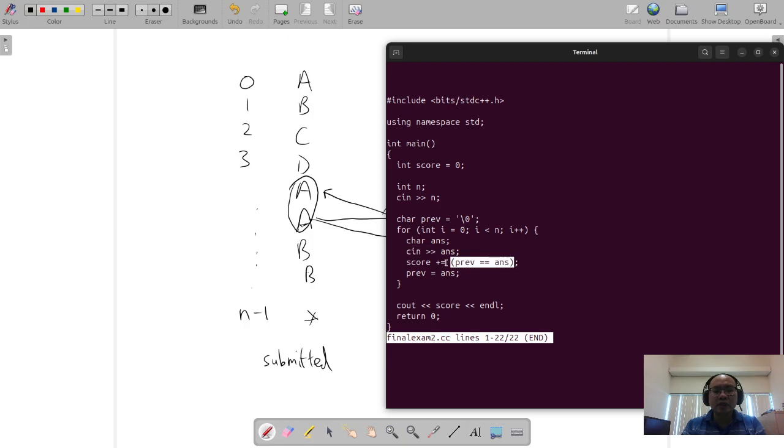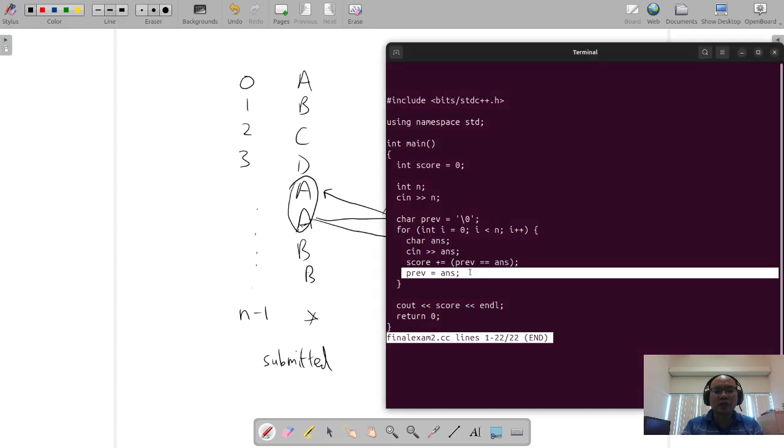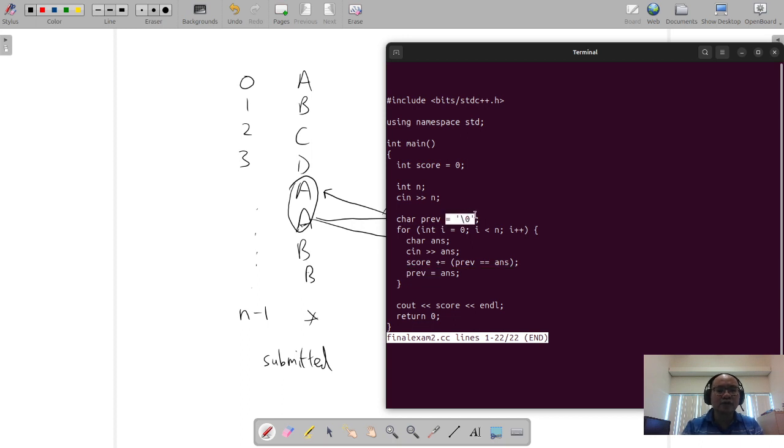So this is a little trick, I suppose. I test if they're the same, which then converts to 0 and 1, 0 being false and 1 being true. And then I can add that in. And of course, I always remember what the previous one is before I move on to the next loop. And I initialize the previous to something that I know for sure is not one of the possible answers that you can get. So the first one will never match. And I guess that's it. That's all we have to do.